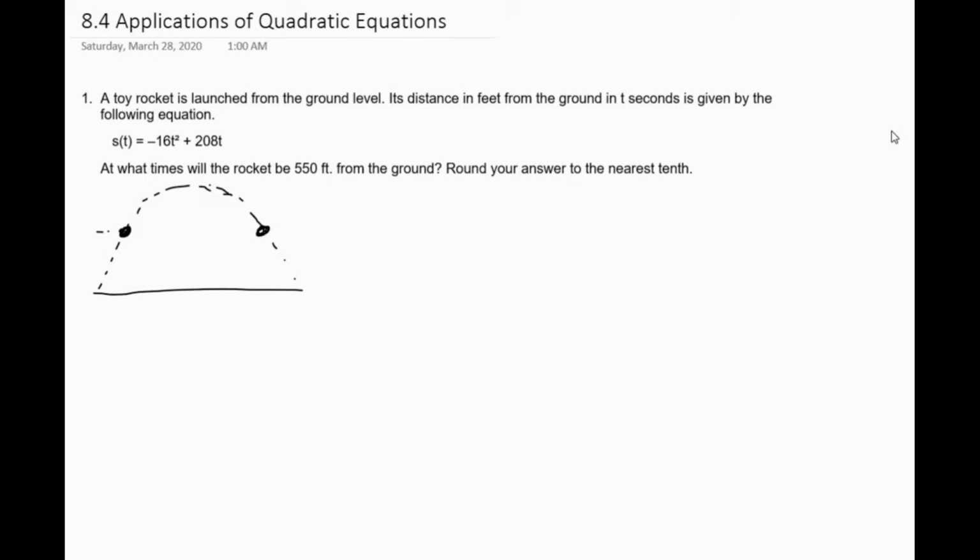So my equation, S of t, kind of like f of x, equals negative 16t squared plus 208 times t. This S of t is your distance, and your distance is 550. So you have a quadratic equation.